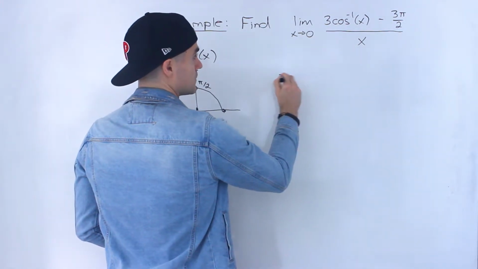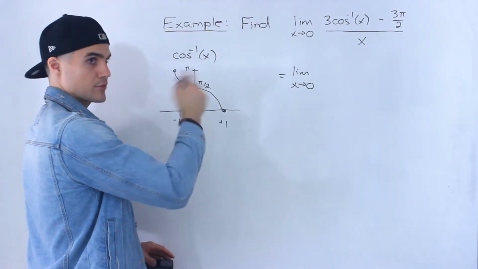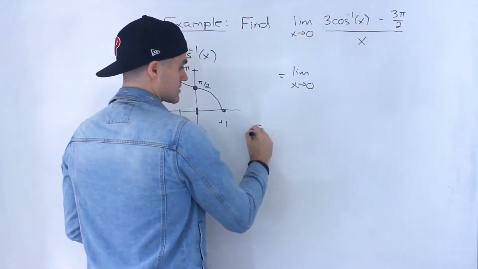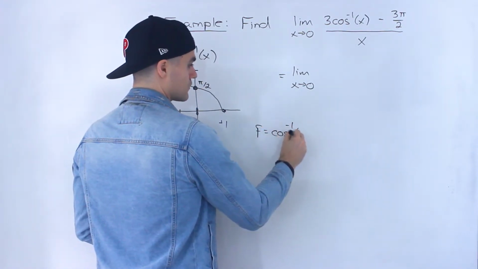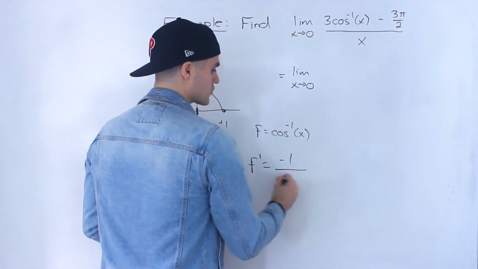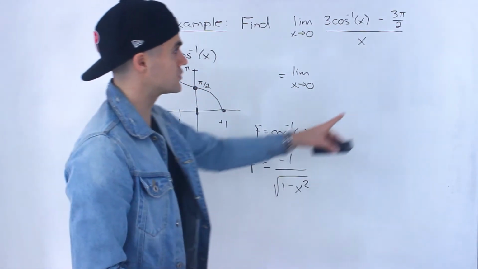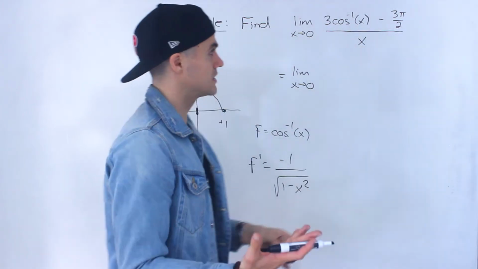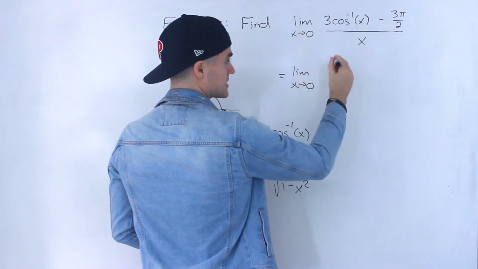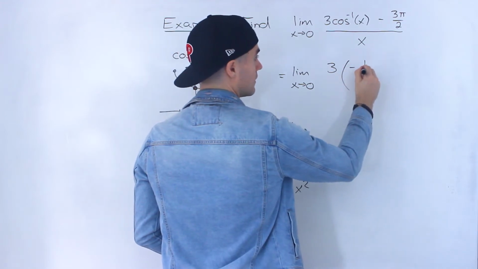So what we would do is we would take the derivative of the top, the numerator. Now, the derivative of cos inverse x, as a quick review, is -1 over the square root of 1 minus x squared. And then the derivative of this 3 pi over 2 is just a constant, so it's going to be 0. So what we would end up with in the numerator, this constant stays, and then the derivative of this is this over here.